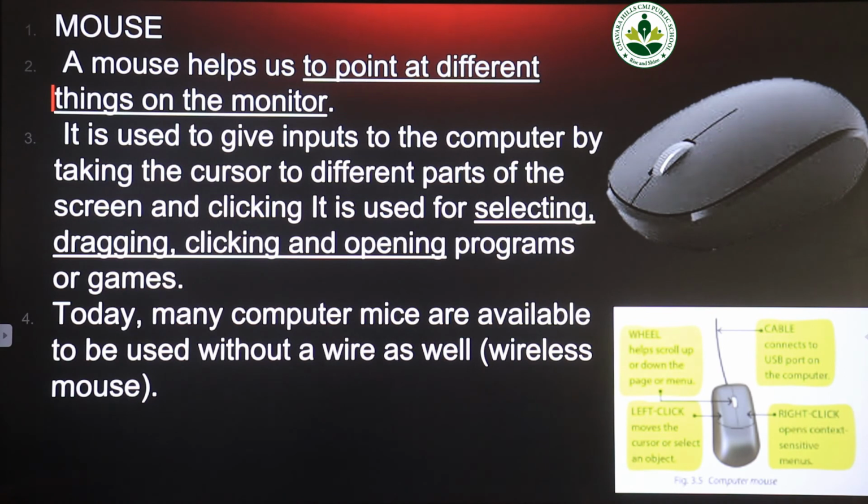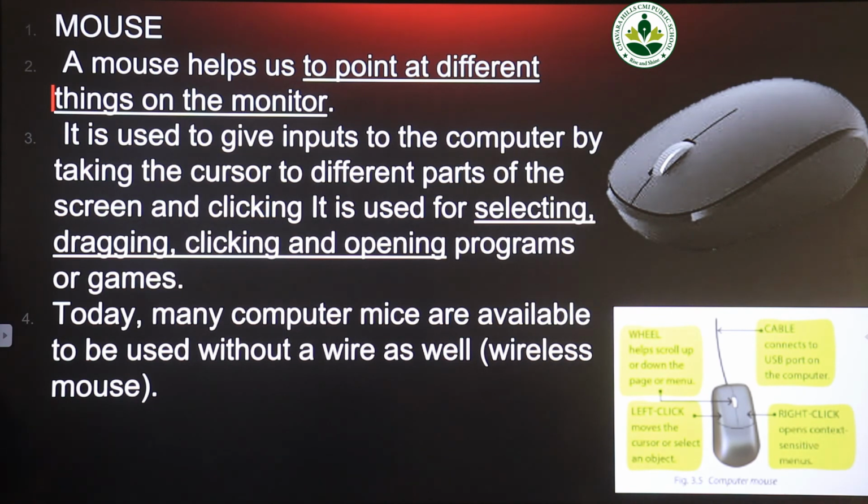Okay, next one is a mouse. A mouse helps us to point at different things on the monitor. So if we want to point anything on the monitor, we use a mouse. You can see the picture of a mouse there. It is used to give input to the computer by taking the cursor to different parts of the screen and clicking it.